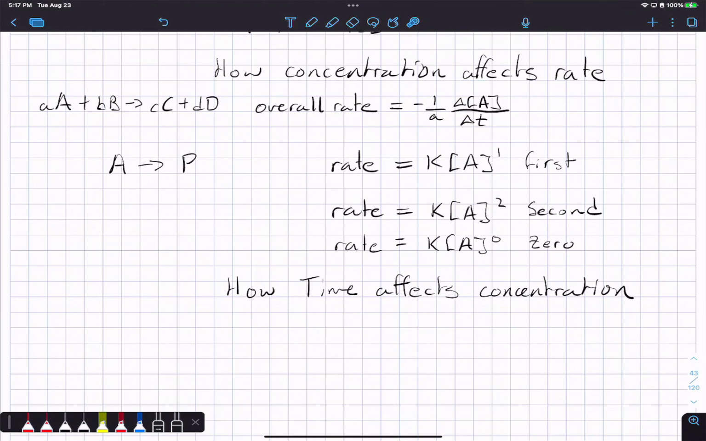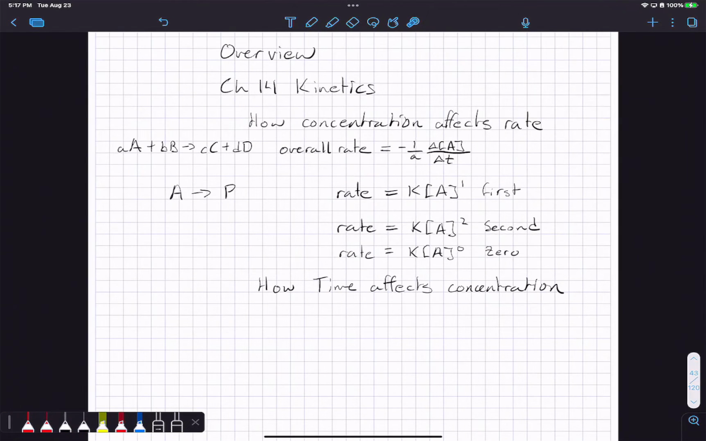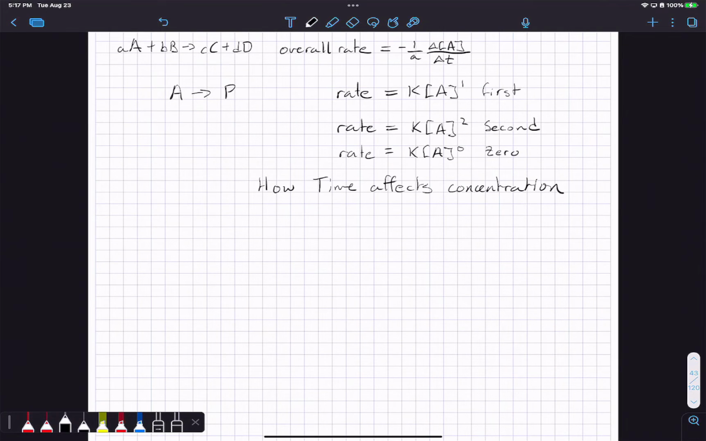That leads us into what we're going to talk about today, and then on Thursday we'll talk about how temperature affects rate, really. Although we know that rate and concentration are tied, linked together.